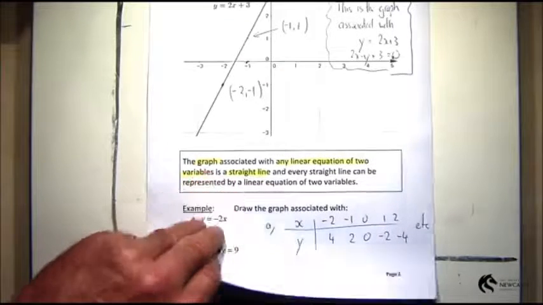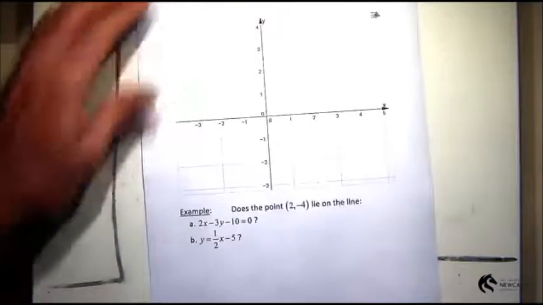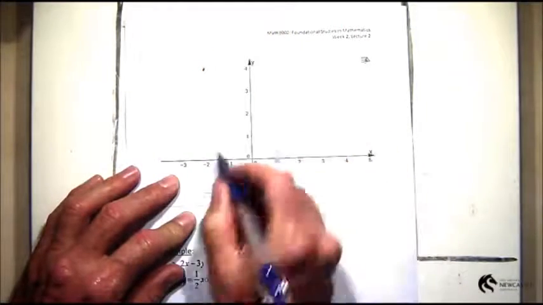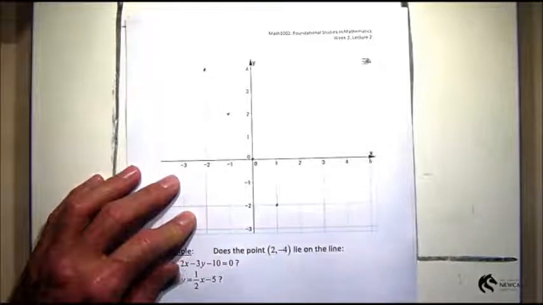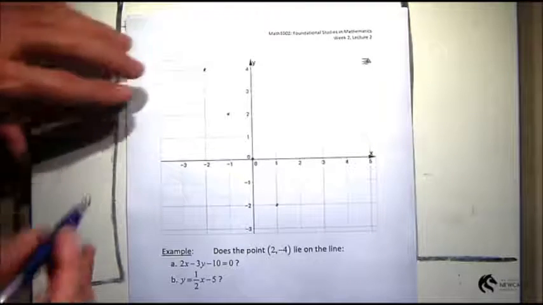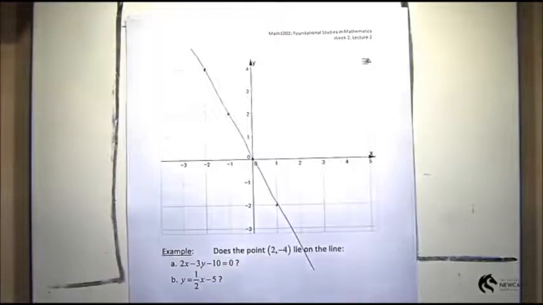So let's do that. So there are my points. So let's go. Minus 2, 4 sits nicely there. Minus 1, 2. 0, 0. 1, minus 2. I can't quite fit the next one on, but anyway, that's probably enough. Given that I haven't got my ruler with me, I forgot to bring it, we'll just pretend this is a straight line. That looks pretty straight, doesn't it? That'll do.